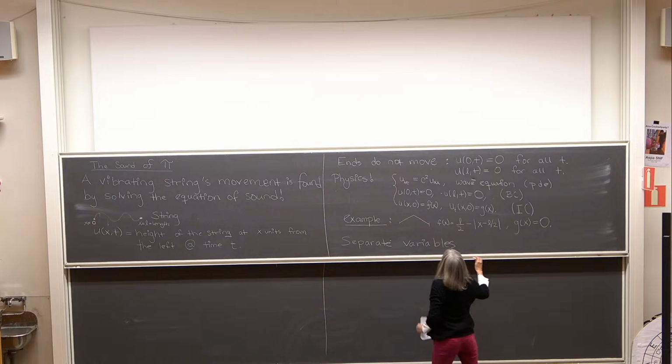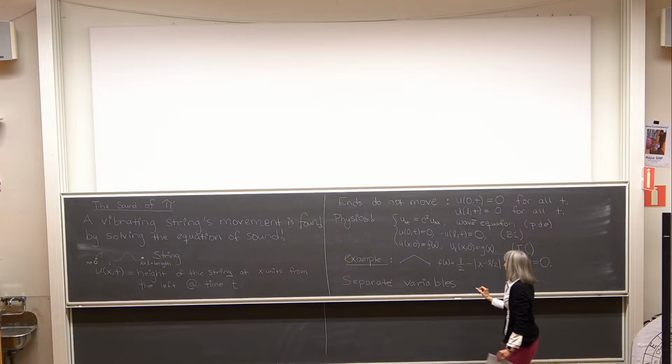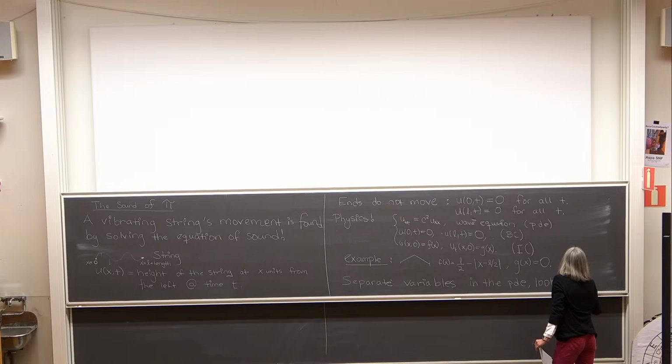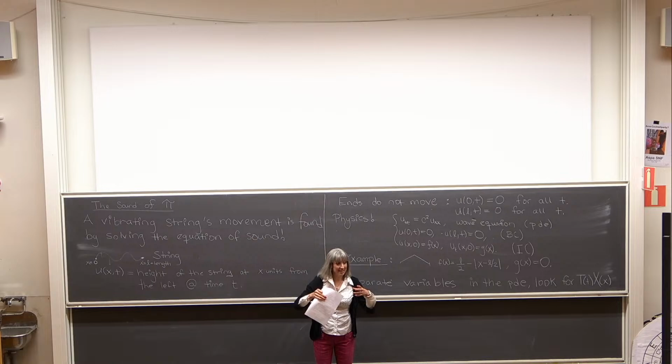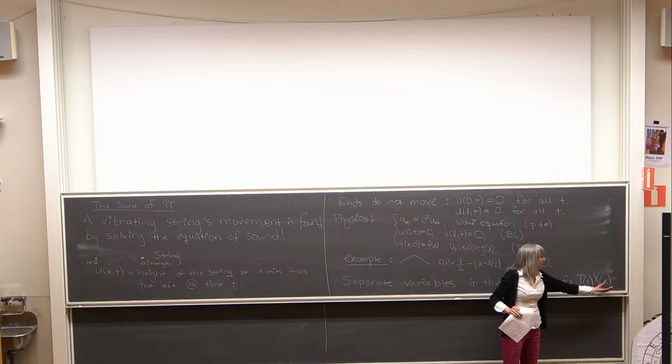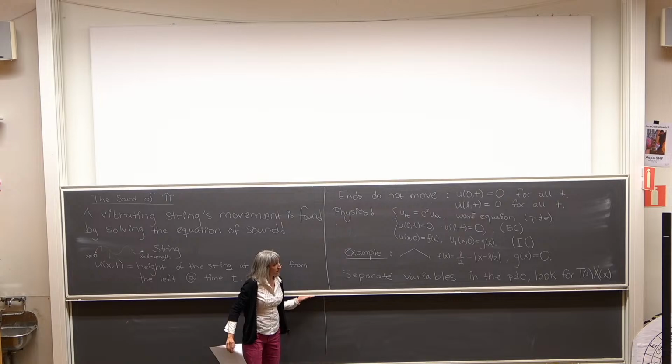So I like to write this problem in this order, because this is the order in which we sort of solve it. So we start at this first line, and we separate variables in this PDE. So we look for functions that are of a special type, where instead of, in this function u of x and t, the x and t being all intermingled in some complicated way, we're going to look for a solution where the x and the t are separated out. So it's a function of only x multiplied with a function of only t. And that's a little easier to deal with.